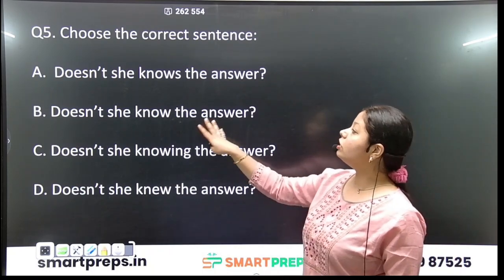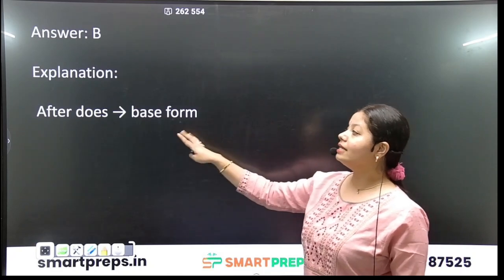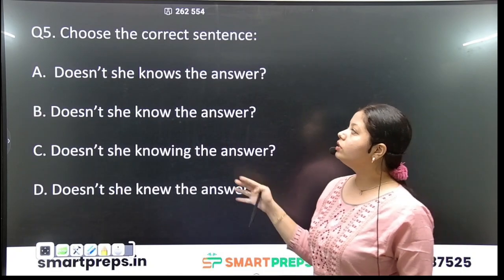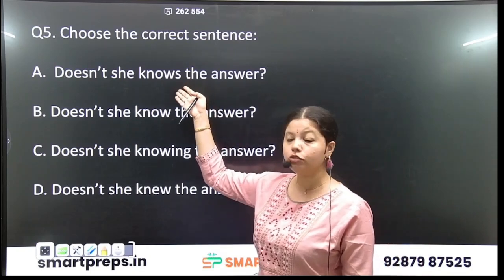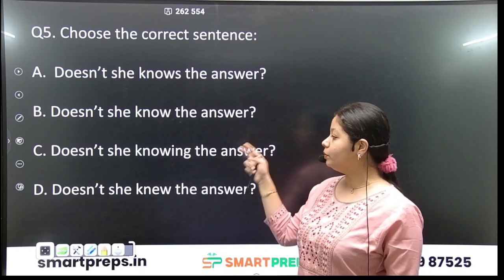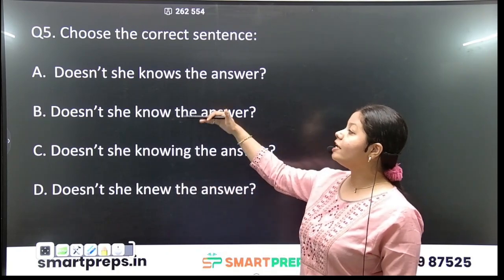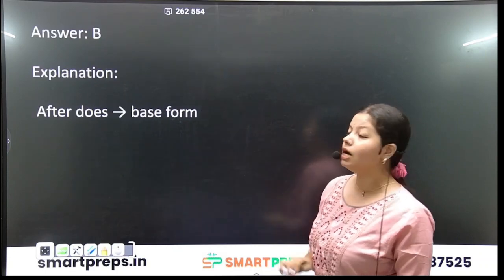So doesn't she know the answer is the correct answer, because after does the base form of verb can be used. Doesn't she knows, present continuous, or present perfect, past perfect is not the correct answer. You have to use the correct base form of verb. Doesn't she know the answer is the correct form.